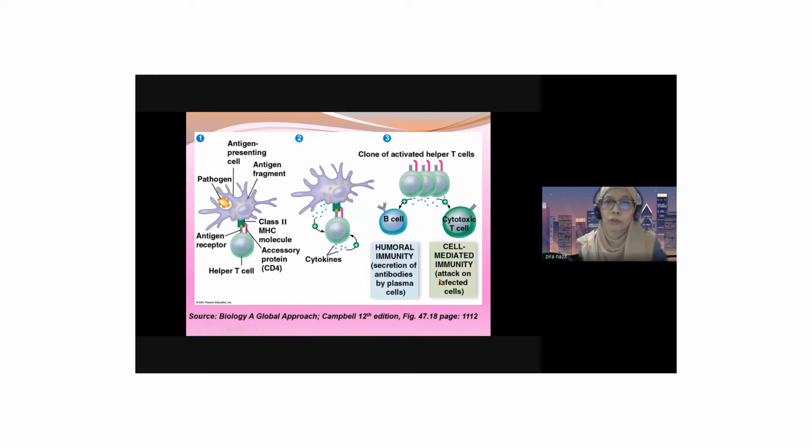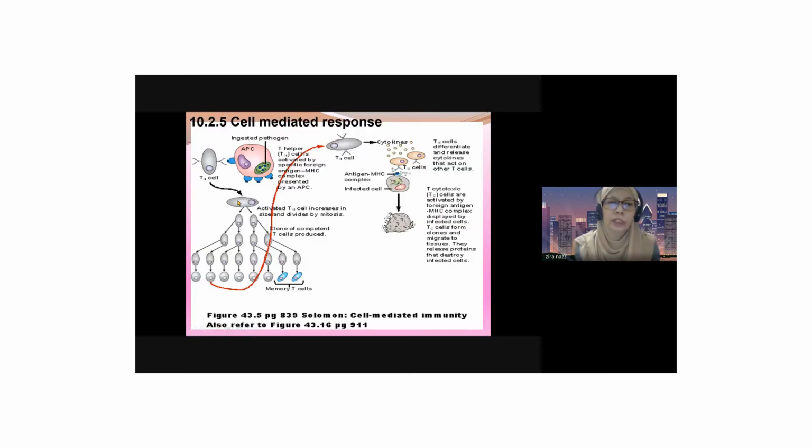Okay, so there are two important types of adaptive immunity, which are humoral and cell-mediated. Activated helper T cells increase in size, divide by mitosis, and form clones of effector cells, the T helper cells. And then T helper cells will also differentiate into memory T cells. And this clone of effector T helper cells, if activated, secrete cytokines, and then the cytokines activate the TC cells.